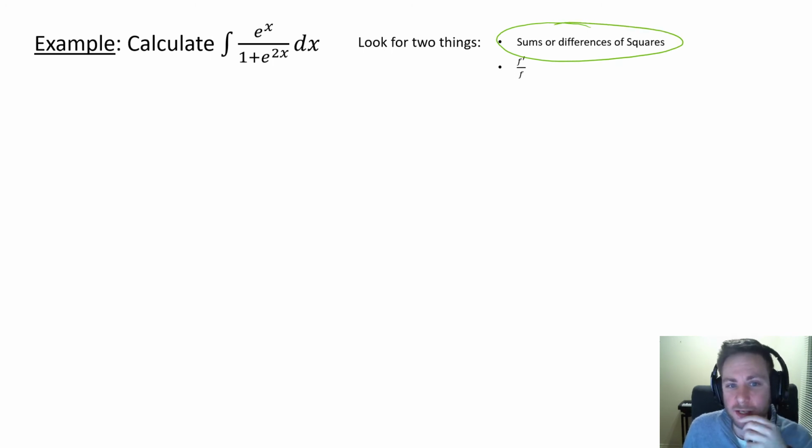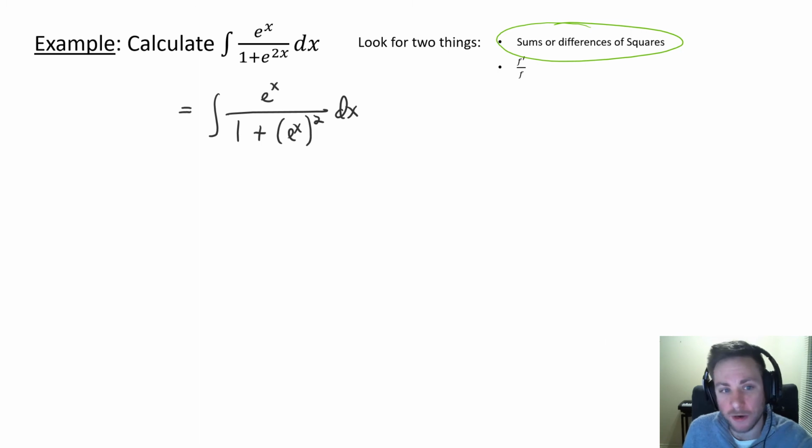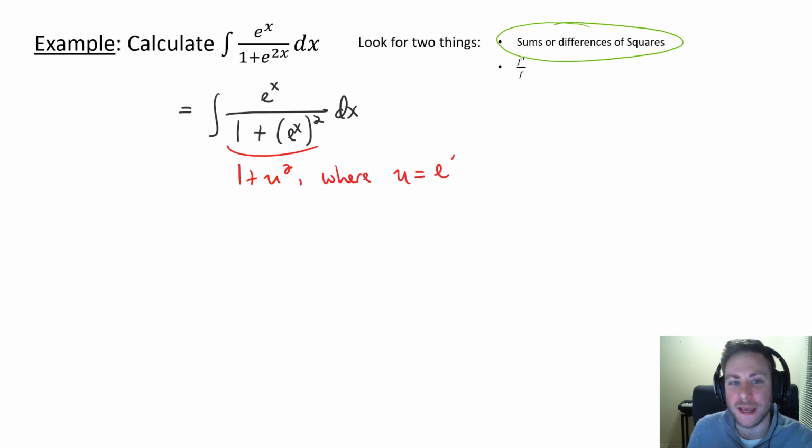Sometimes sums of squares have clever disguises. Note that e to the 2x in this case can be thought of as e to the x all squared, as I've shown here, and in doing that, we can more clearly see the structure of a sum of squares. This one takes the form 1 plus u squared, but that requires us to think of e to the x as u. And if we're going to do that, we need to perform a substitution. So calculate du by taking the derivative of e to the x. And since e to the x is its own derivative, we get e to the x dx as the formula for du.